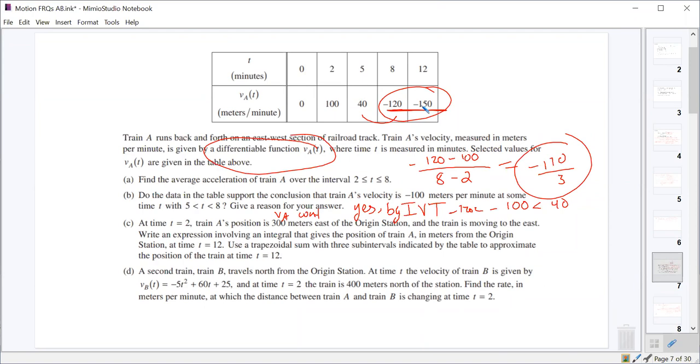No, it's saying at t equals 2, it is moving east. It's not saying that on that entire interval. Everybody good there?